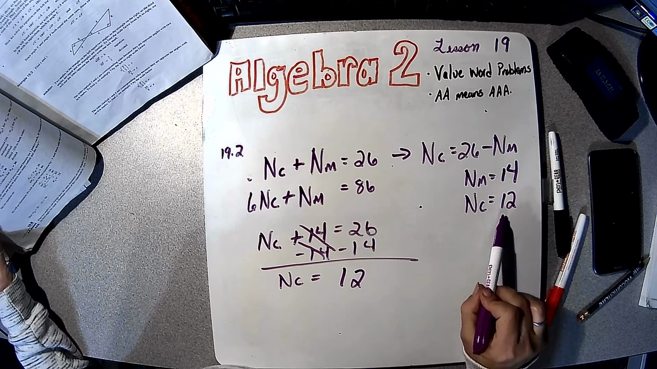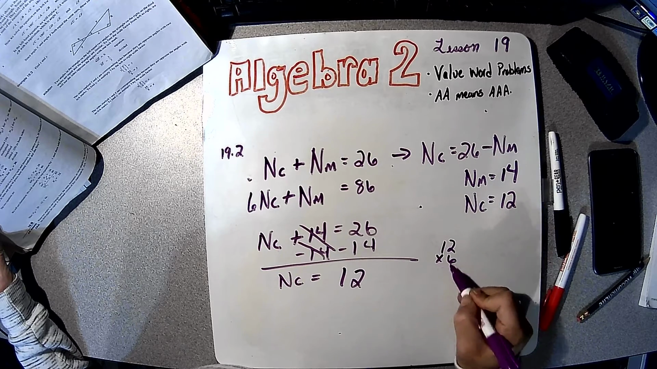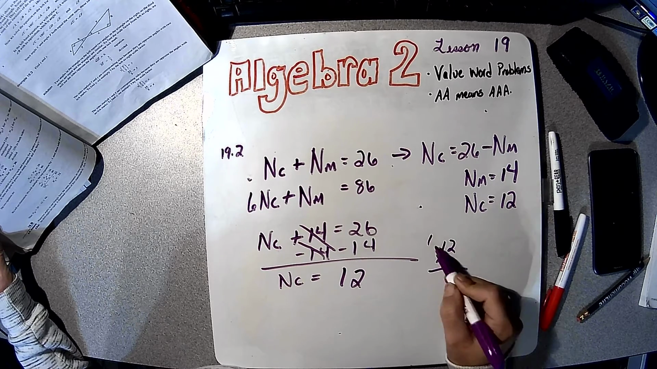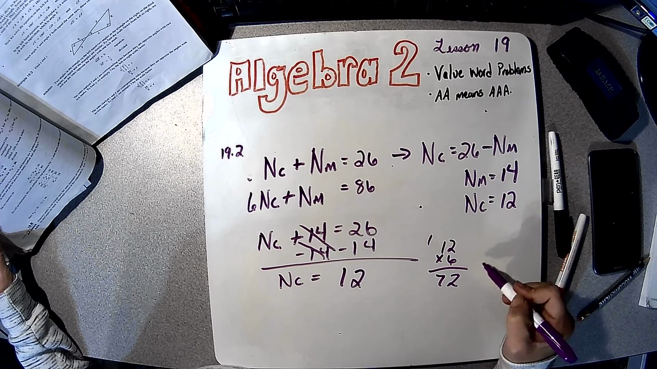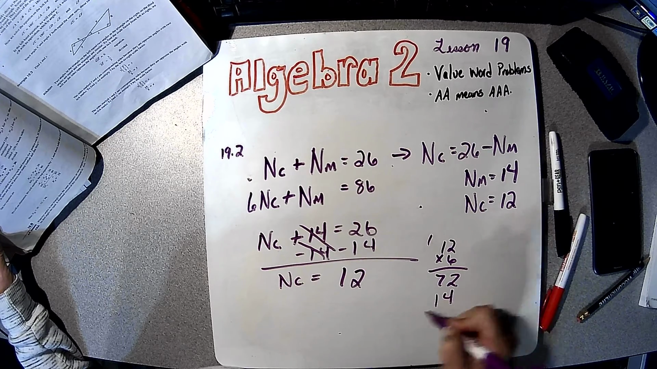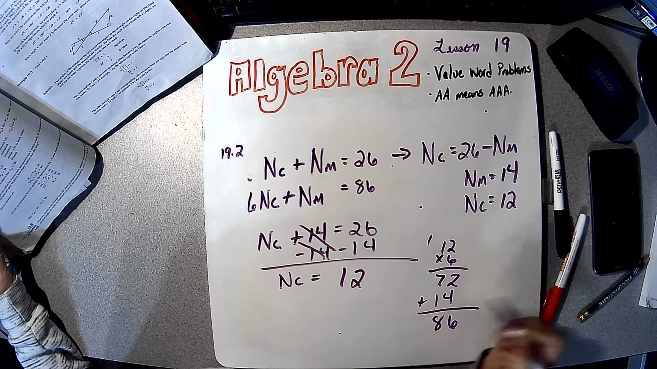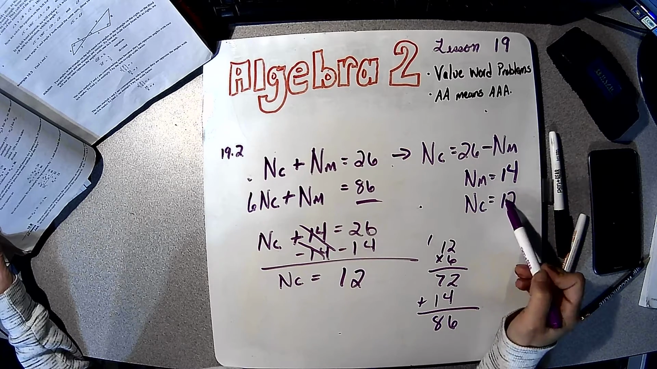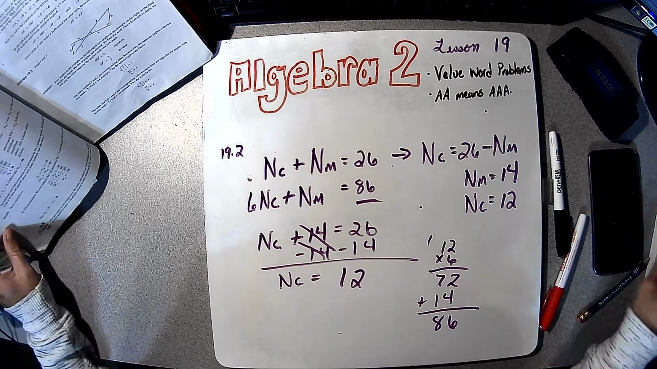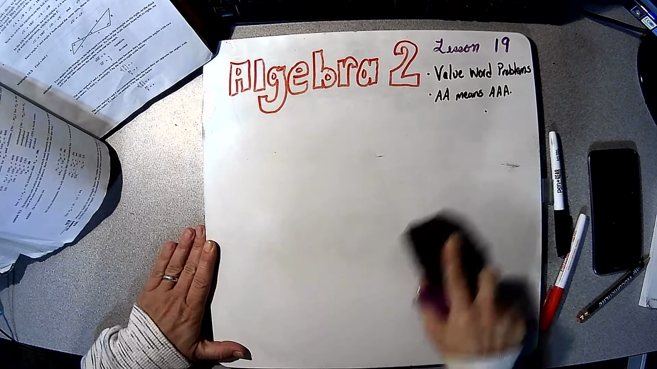So if she had 12 codfish at 6 cents each, that would be 72. And then if she had 14 at 1 cent each, add 14 more cents, and we get 86 is the total amount that she spent. 14 plus 12 is 26 items. Okay? All right, that's all the example they give you on that one.